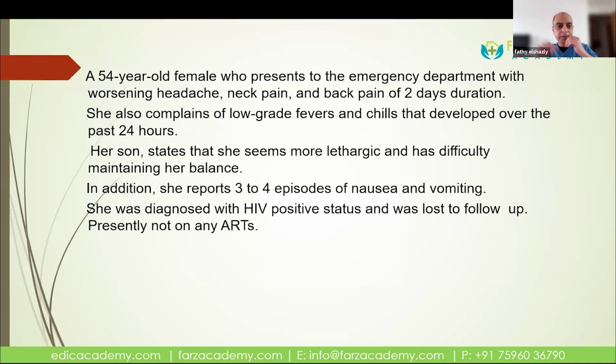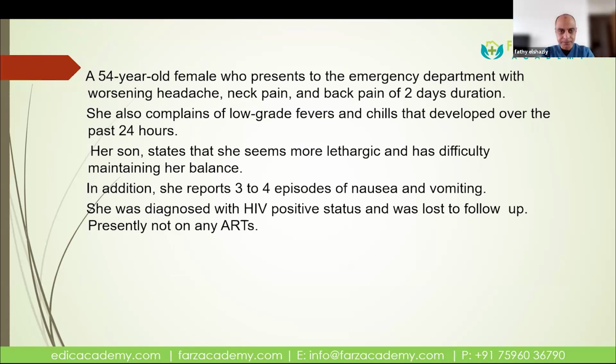A female presents to the emergency department with worsening headache, neck pain, and back pain of 2 days duration. She also complains of low-grade fever and chills that developed over the past 24 hours, and she seems more lethargic and has different clinical balance. In addition, she reports nausea and vomiting. She was diagnosed with HIV positive status and was lost to follow-up. Presently, ARTs. Okay, what does ART stand for? The antiretroviral therapy for HIV. Yes.